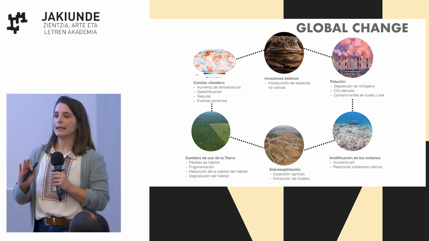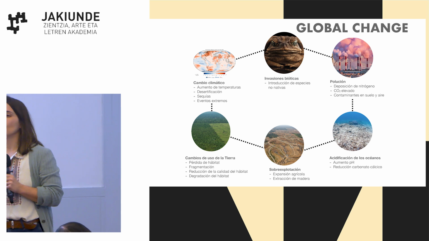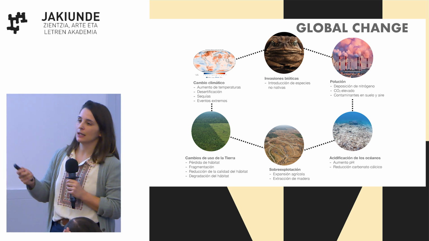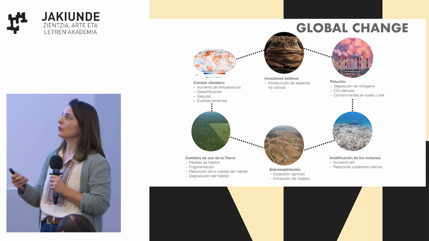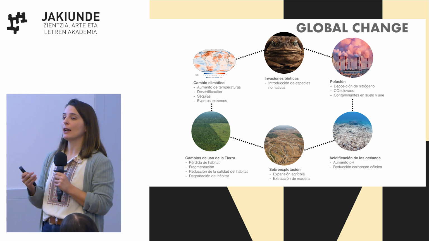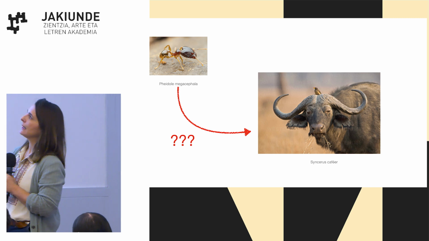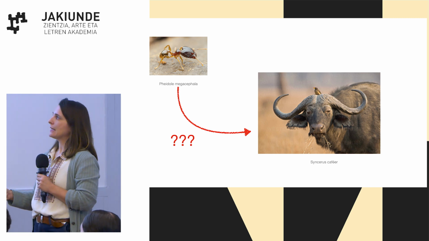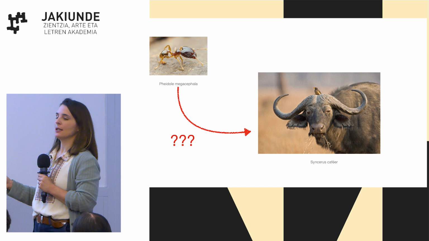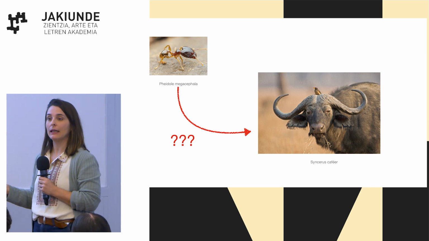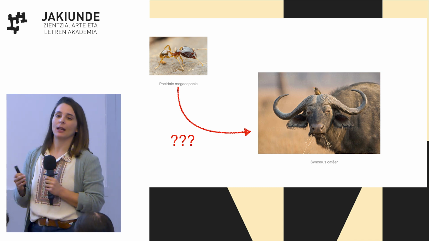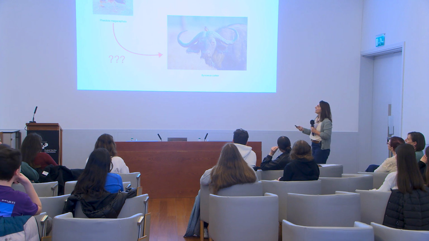So I want to give you an example of how one of these things, invasive species in this case, is affecting natural ecosystems through interactions between species. What if I told you that this ant here is leading to an increase in the mortality of buffaloes in Kenya? You'd probably be like, that doesn't make any sense, because that's a really tiny animal and this is a really big animal. How is this thing leading to increased mortality of buffaloes?